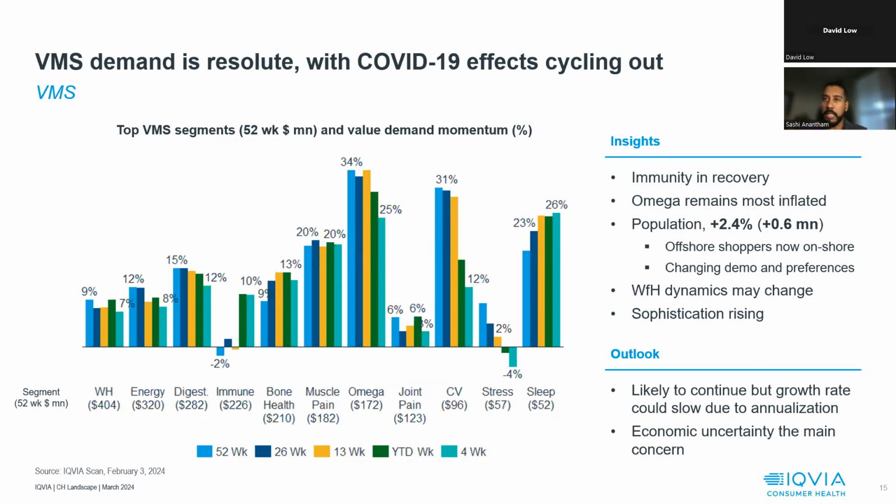So as a result of that migration, what you're also seeing is your offshore shoppers are now becoming onshore shoppers. You've also got the changing demographics from an aging population, as I talked about before, that also adds to the consumption matrix that you see here.